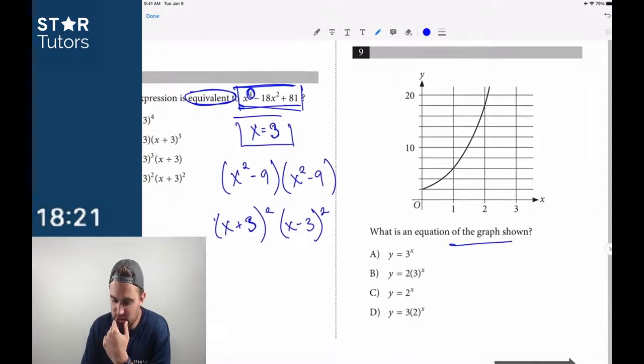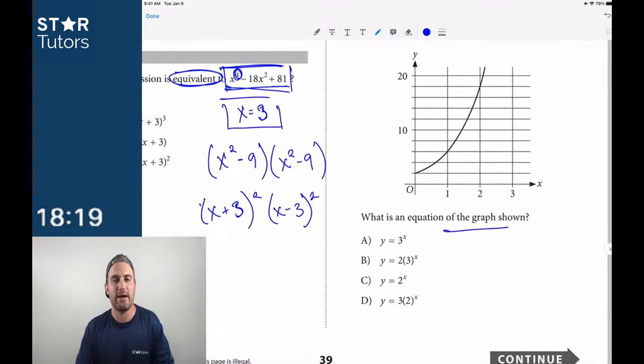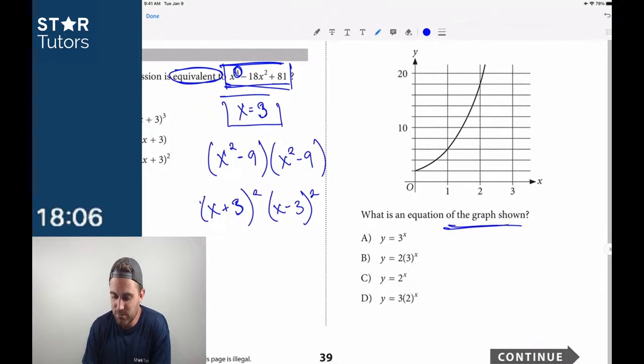Number 9 was the equation of the graph shown. Anytime you get it, this is what I'm talking about with graphs of functions. That was the 4th one I mentioned. But if you're in that range of like 650 plus already on the math section, you probably already feel pretty comfortable with graphs of functions. So what is an equation of the graph shown?